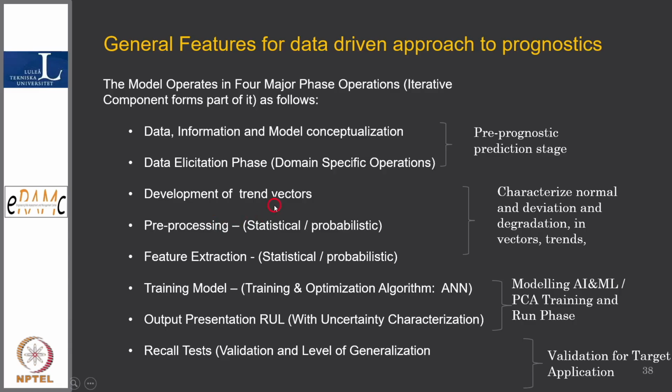Development of a trend vector: what vector will be applicable for what solution. So vector 1, solution 1; vector 2, characterization 2; vector 3, characterization 3; like that vectors are formed. This I am talking about in supervised learning. Then pre-processing. If the data is vibration data and it is not pre-processed, it will be data intensive and a solution may not be available. So some statistical or probabilistic approaches have to be used to analyze the data.